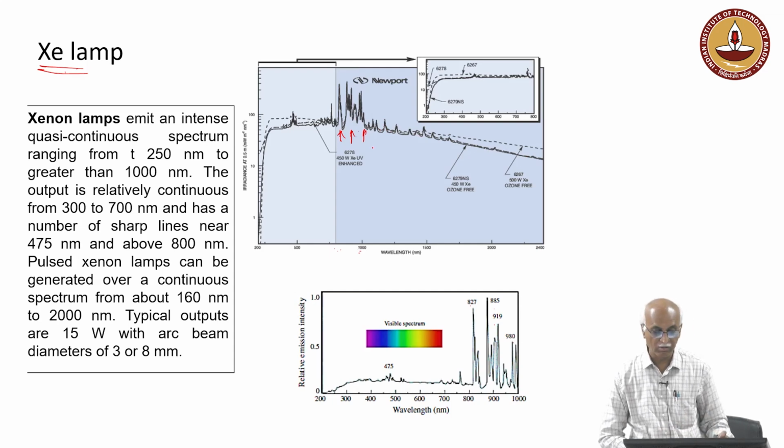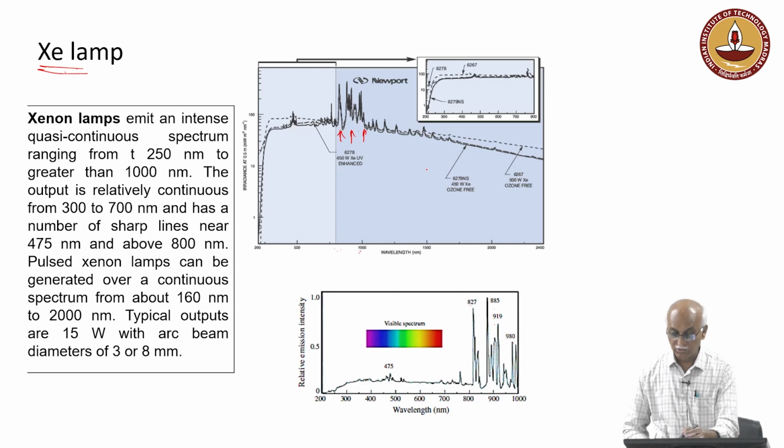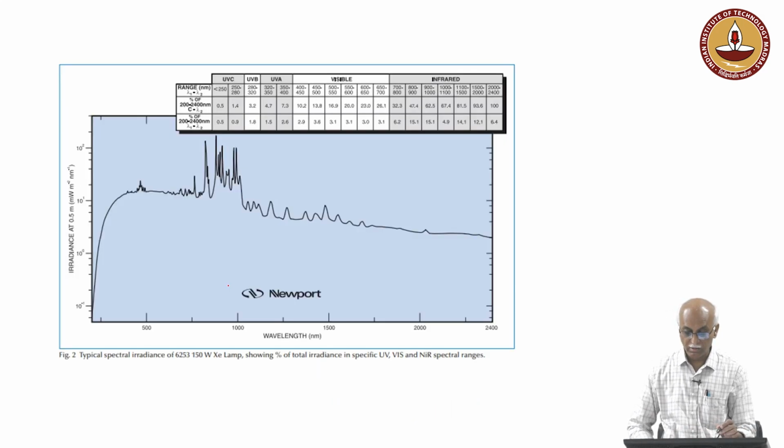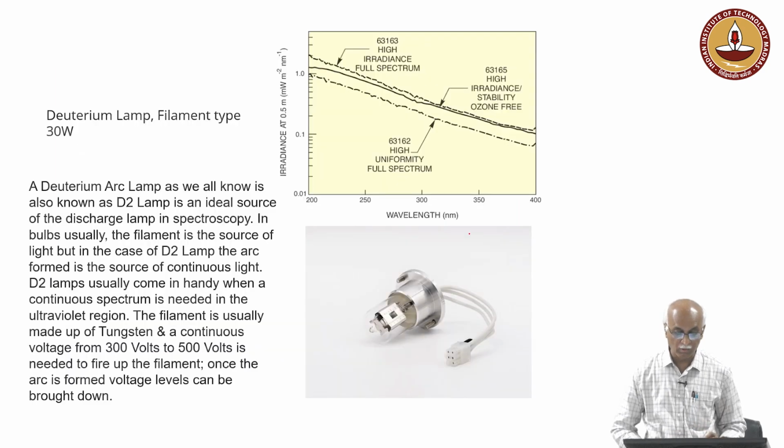Up to 2.4, 2.5 micrometer it has a flat region. So, xenon lamps are very useful for certain applications, for calibration as well as measurement applications, and it has a broadband spectrum from 160 nanometer to 2000 nanometer, etc. So, this is again the xenon lamp; you can see around 800 to 1000 nanometer there are some clear emission lines, but otherwise it is a flat spectrum.